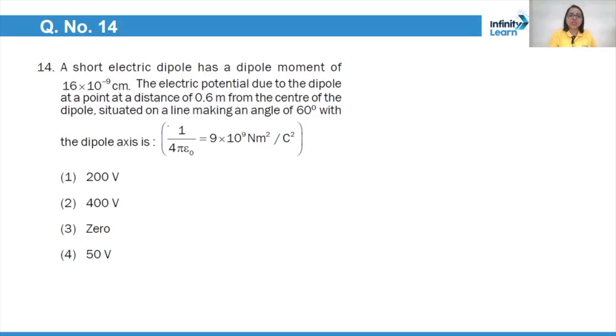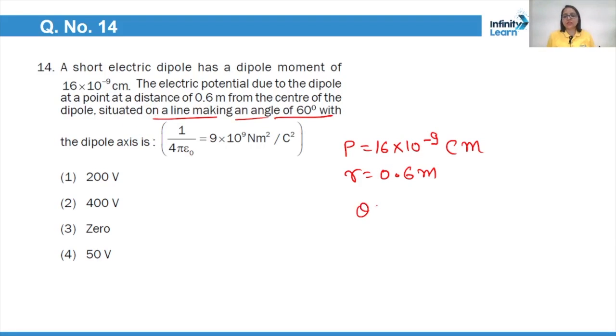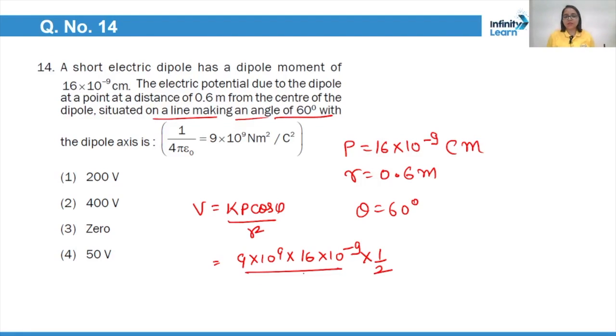Question number 14. A short dipole has a dipole moment of 16 into 10 power minus 9 coulomb into meter. The electric potential due to the dipole at a point at a distance 0.6 meter from the center of the dipole situated on the line making an angle of 60 degree with the dipole axis. So it is given as Kp cos theta upon r square. So it is 9 into 10 power 9. P is 16 into 10 power minus 9. Cos 60 degree is 1 by 2 divided by r square.